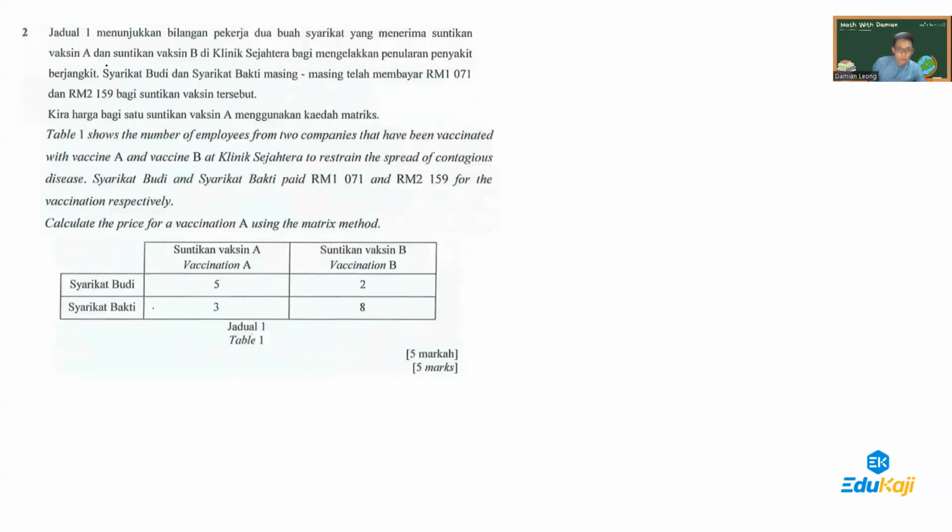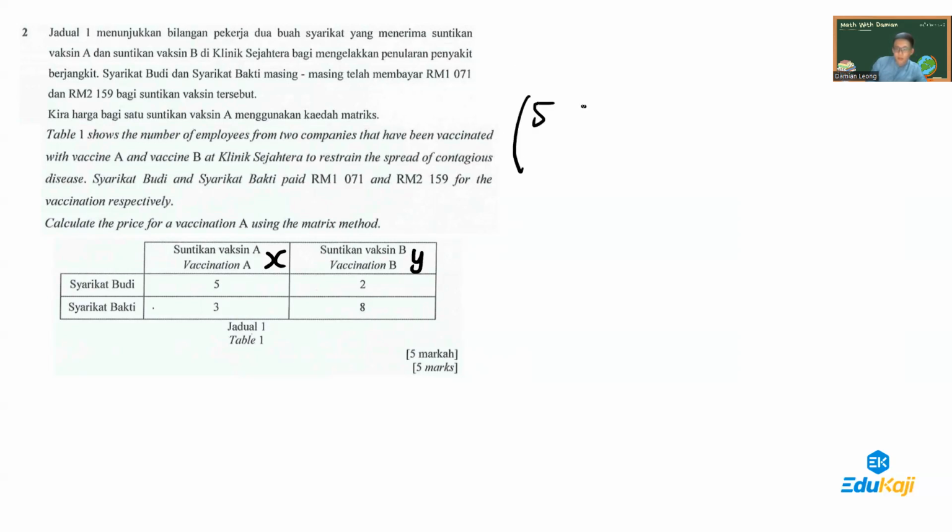Question 2. I have a table here showing the number of employees that have been vaccinated with vaccine A and vaccine B at Clinic Sejahtera to restrain the spread of a contagious disease. So Syarikat Budi and Syarikat Bakti paid 1,071 and 2,159 respectively. Find the price for vaccination A using the matrix method. Let's use x for vaccination A, y for vaccination B. So the matrix method means you have to put it in matrix form.